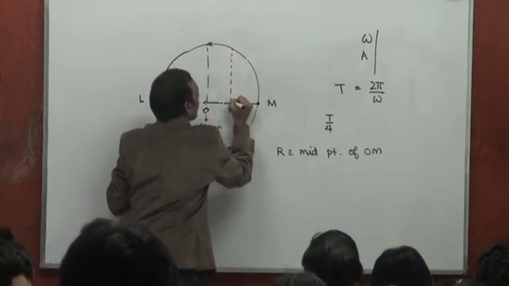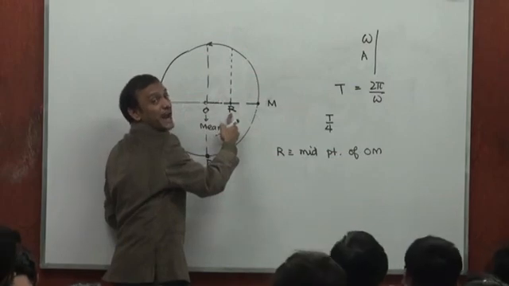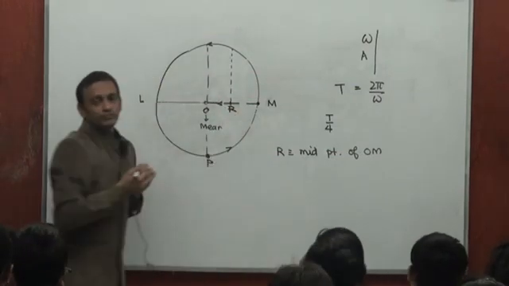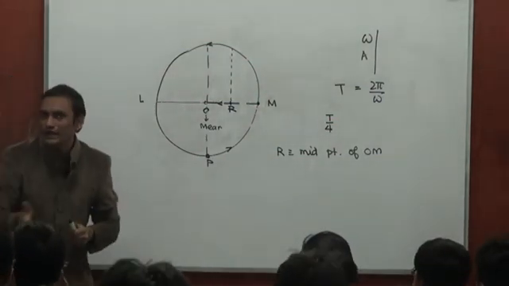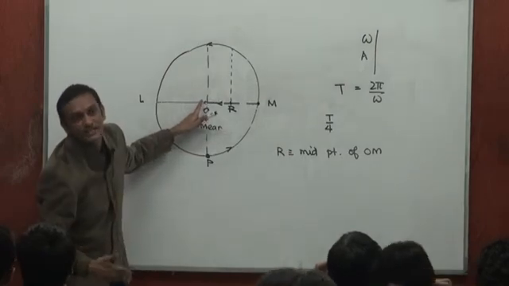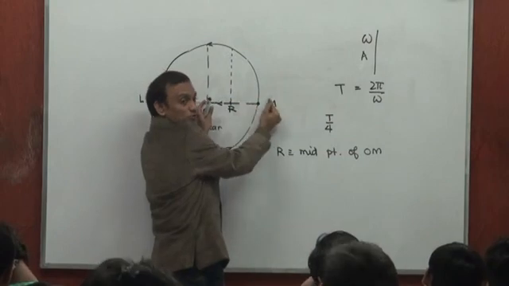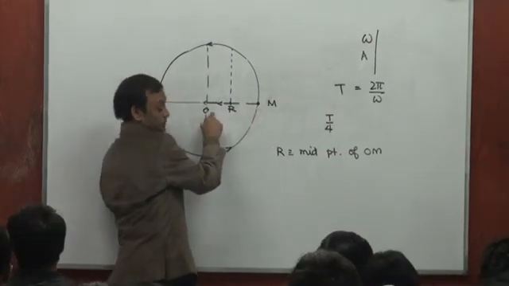And the oscillator is at R at some instant of time and is moving leftwards towards the mean position. This is the midpoint of the amplitude, and it's moving leftwards towards the mean position.